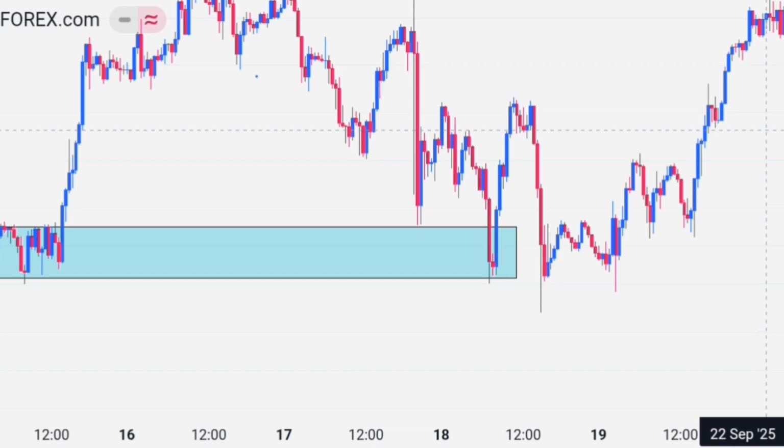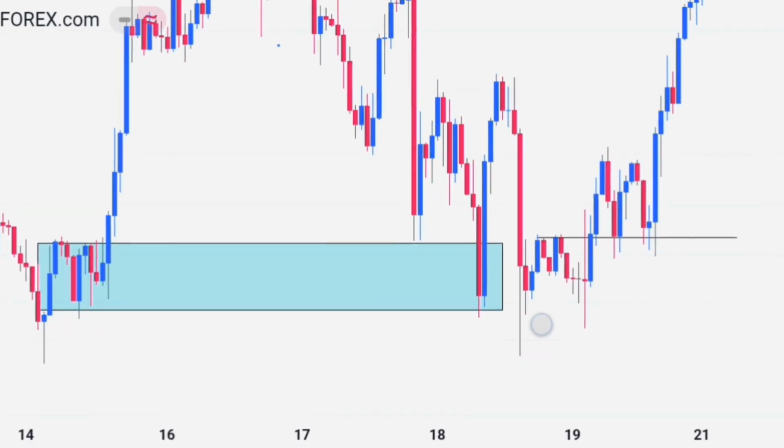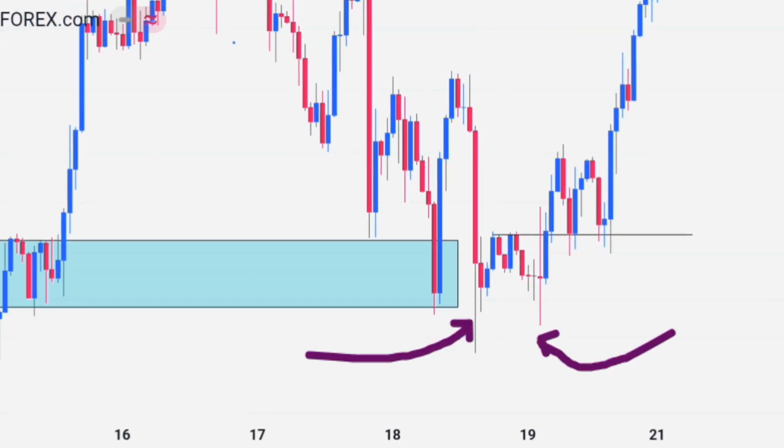How do we know that manipulation has happened? Now we have to go back to the 2 hours time frame. All right, we can make use of this 1 hour time frame. So how do you know that manipulation has happened? When manipulation happens, you will see a lot of fake outs. Here you can see fake outs below this demand zone that we marked out. How then can one know that the fake out has come to an end?